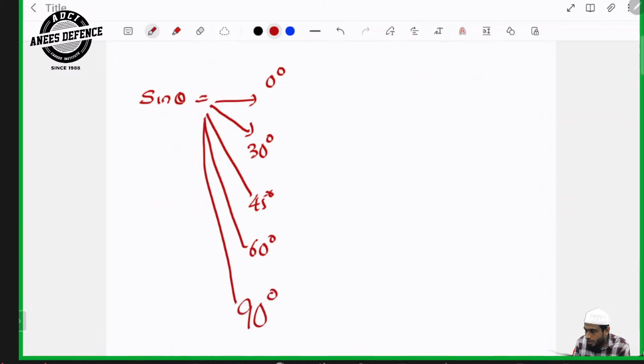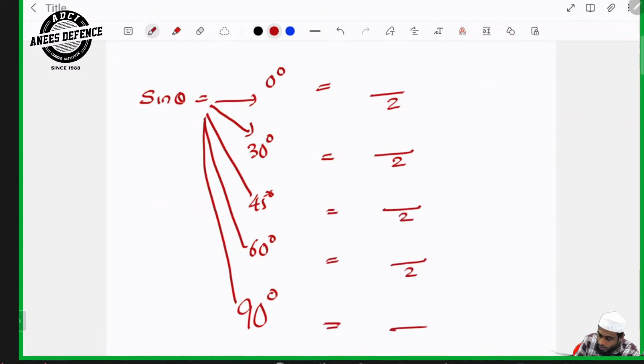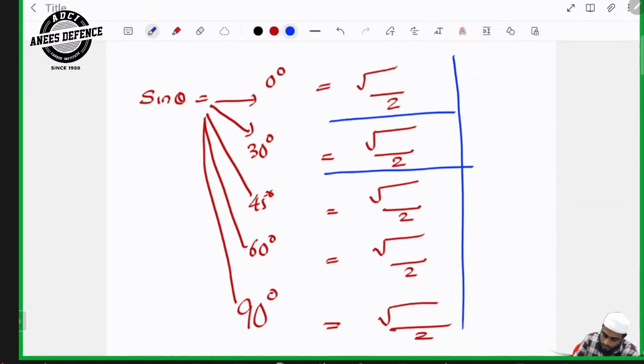Even further ahead, if you are going forward, you will get so many values. But these are the standard. So for theta, you have to put a 2 here. Here also, you have to put a 2. Understood? Now, you have to put a square root in every case.